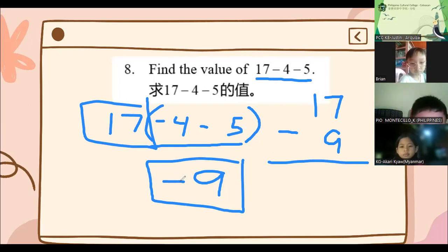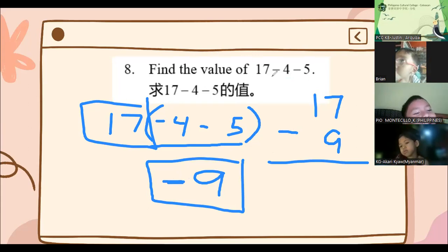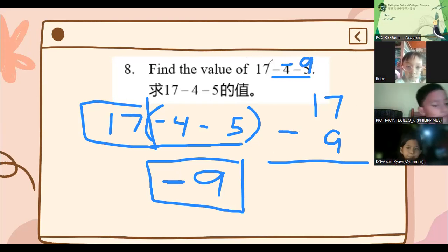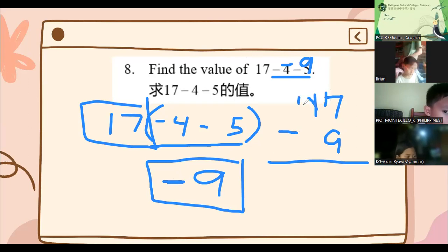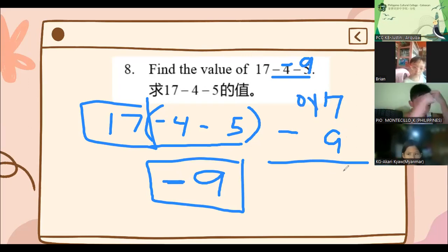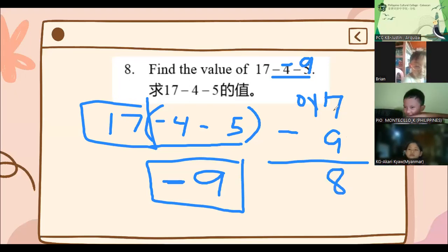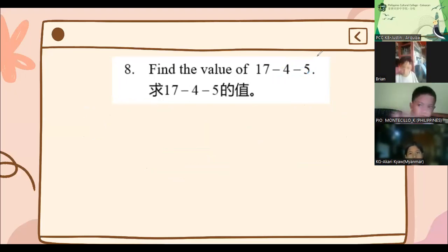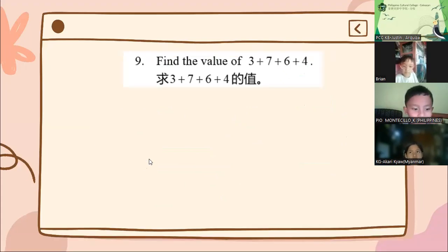It's very evident here because if you rewrite this one, this will become 17, and we replace this with minus 9. So it's 17 minus 9. We'll do the same procedure. 17 minus 9 is equal to 8, because 8 plus 9 is also 17. Very good. Okay, how about question number 9?